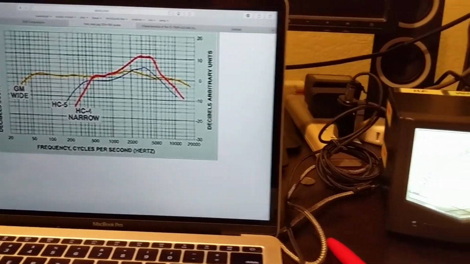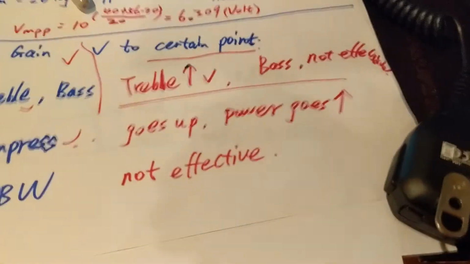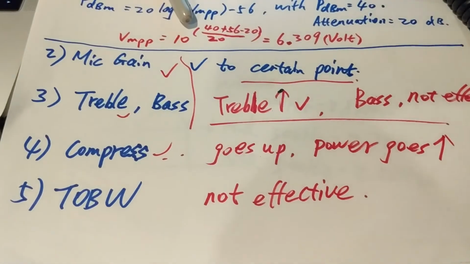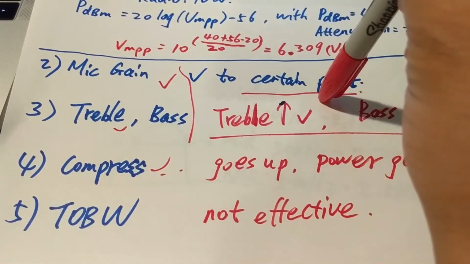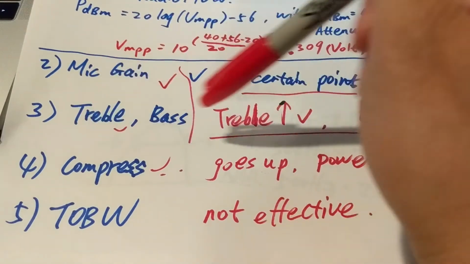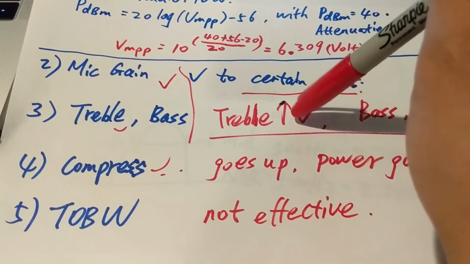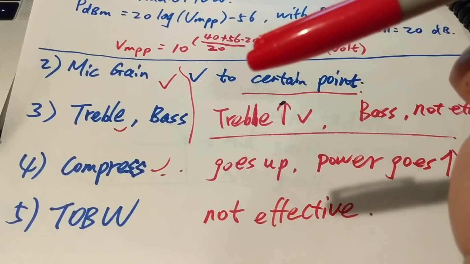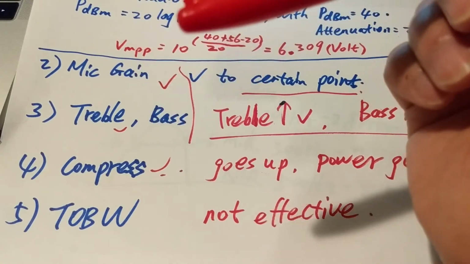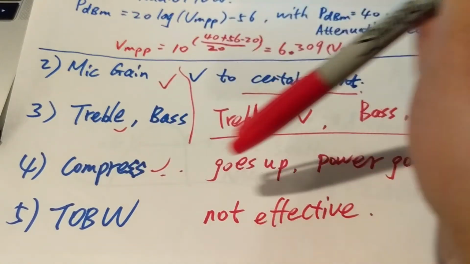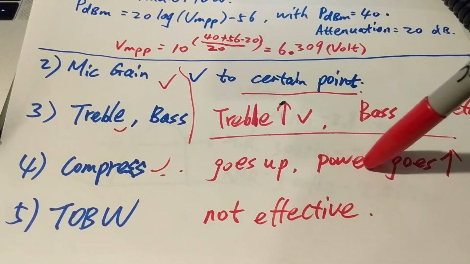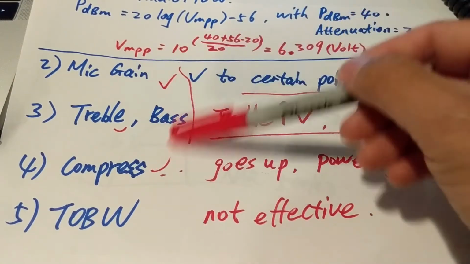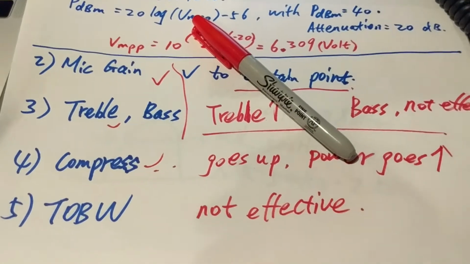What I'm going to do to boost my SSB, I'm going to do this way. The microphone gain to a certain point, and the treble increased a little bit, but it will distort my voice, make my voice higher pitched. Compression will distort the signal, but it will boost the power. So these three, I play around with that. Let's see how I play with it on the radio.